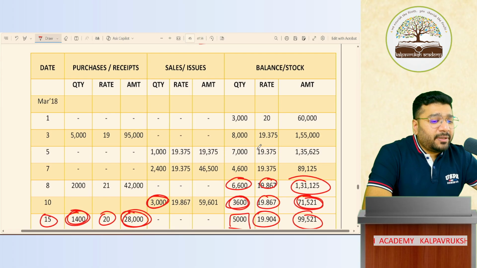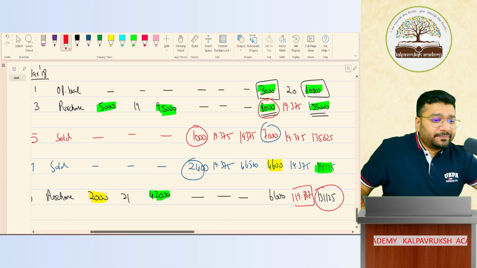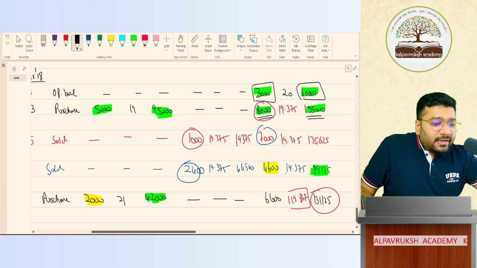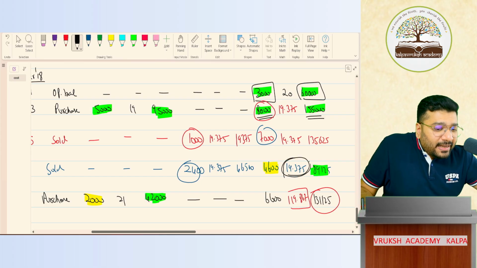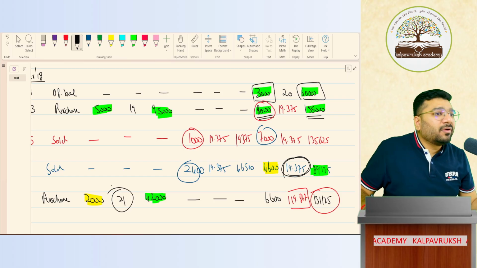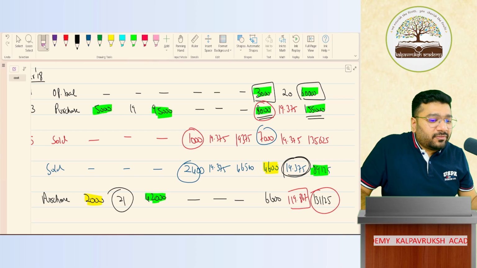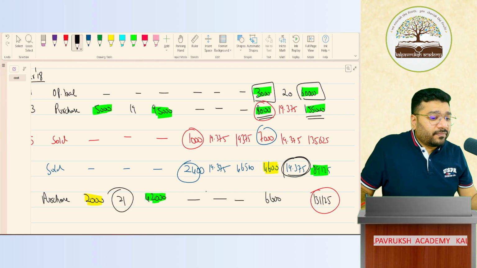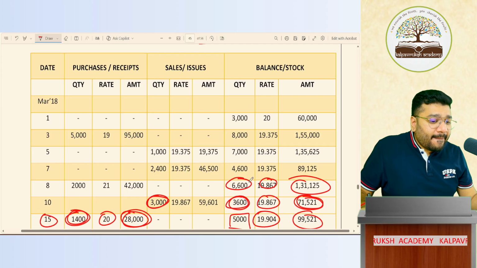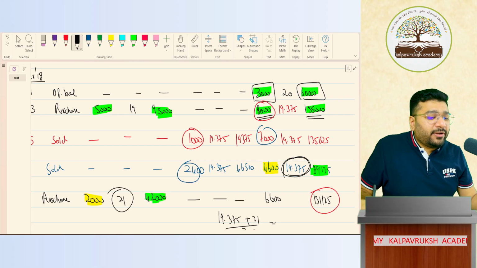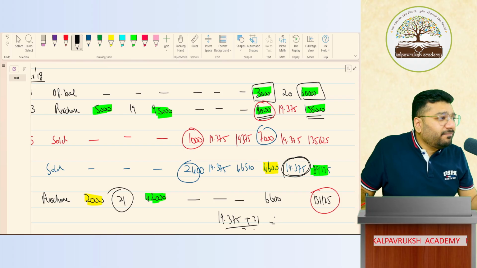Simple average, what will happen? 19.375 is there, no? 19.375 plus 21. Add the two values and divide by 2. That is the amount. What is that amount? 19.375 plus 21 by 2. How much are you getting? Tell me the simple average. Weighted is over. Now simple.